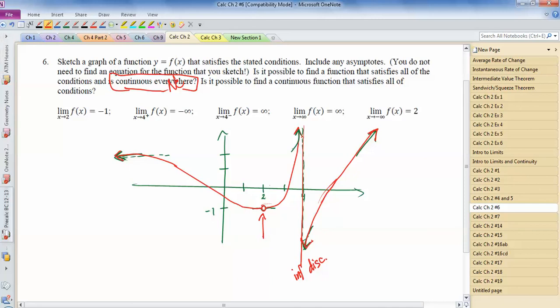Is it possible to find a continuous function? So that means continuous on its domain that satisfies all these conditions. Well, yeah, sure. The one that we drew, 4 is not in the domain because I can't plug in x equals 4. 2 is not in the domain. But it is continuous everywhere else. So in this case, is it possible to find a continuous function? Yes.